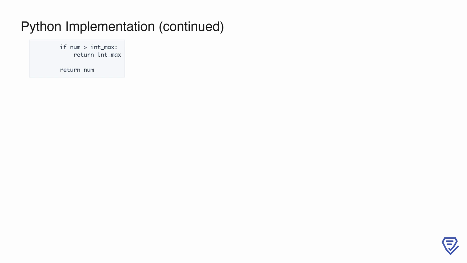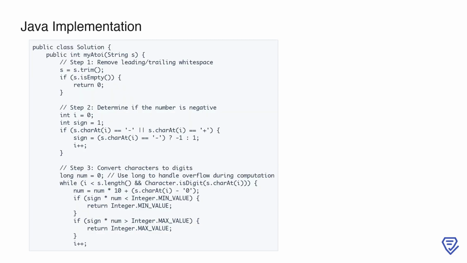Similarly, if the number exceeds int_max, we return int_max to prevent overflow. Finally, if the number is within the valid range, we simply return it as the result. This ensures that our function handles all edge cases, including whitespace, signs, invalid characters, and range clamping, making it robust and reliable. Here, we start by defining the myAtoi method, which takes a string s as input.